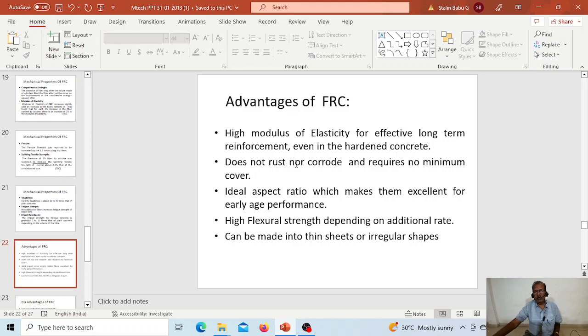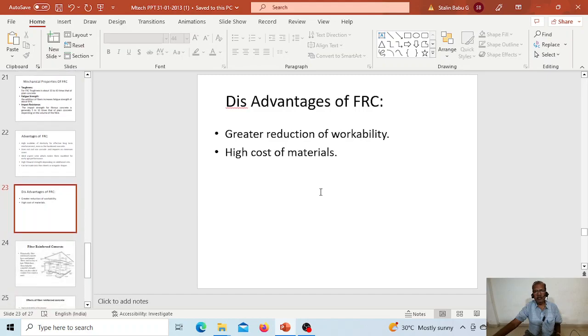Ideal aspect ratio: the aspect ratio range is 30 to 150. Strength increases up to 75; beyond that it decreases. And high flexural strength depends on the addition rate. That is an advantage. It can be made into thin sheets or irregular shapes. This is also an advantage of FRC. Disadvantages are a greater reduction of workability and high cost of materials.